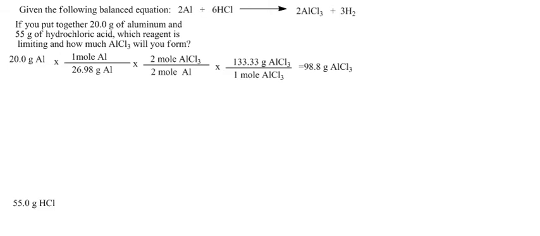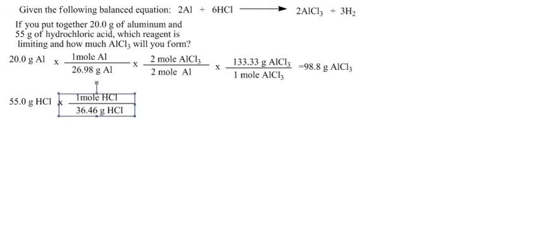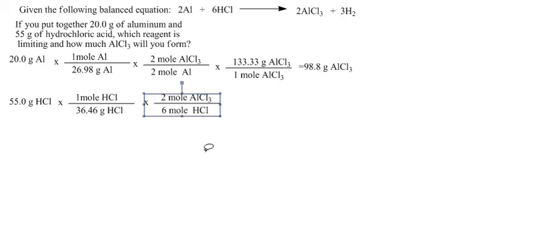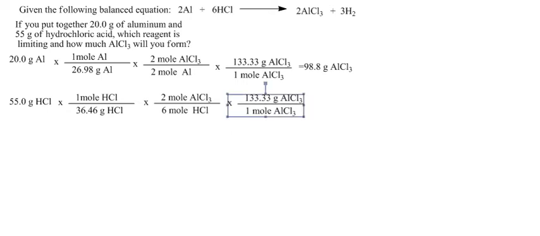On the other hand, if we look at HCl, we convert a number of grams of HCl to moles of HCl, and we convert moles of HCl to moles of AlCl3 using the ratio from our balanced chemical equation, the 6:2 ratio, and then we convert those moles of AlCl3 to grams of AlCl3. We find that 55.0 grams of HCl will give us 67.0 grams of AlCl3, aluminum trichloride.